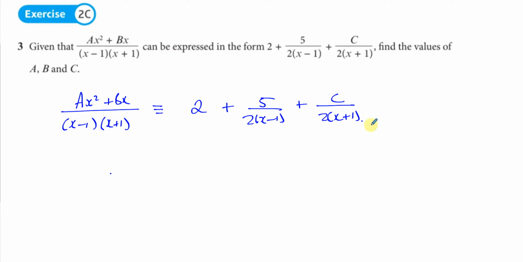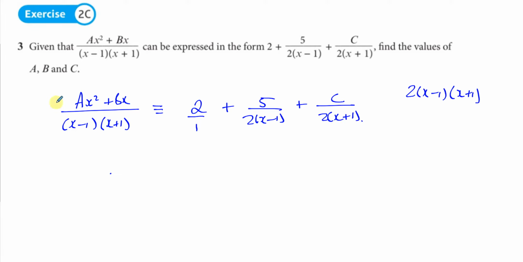So to get rid of the fractions here, so that we're left with just whole numbers, we multiply by the LCM of the denominators. Now, in this case, the LCM of the denominators is actually 2 times (x minus 1) times (x plus 1). All of that is the LCM of the denominators, and if I multiply every term by that, I will get rid of the fractions. Okay, that's an easy way to get rid of the fractions.